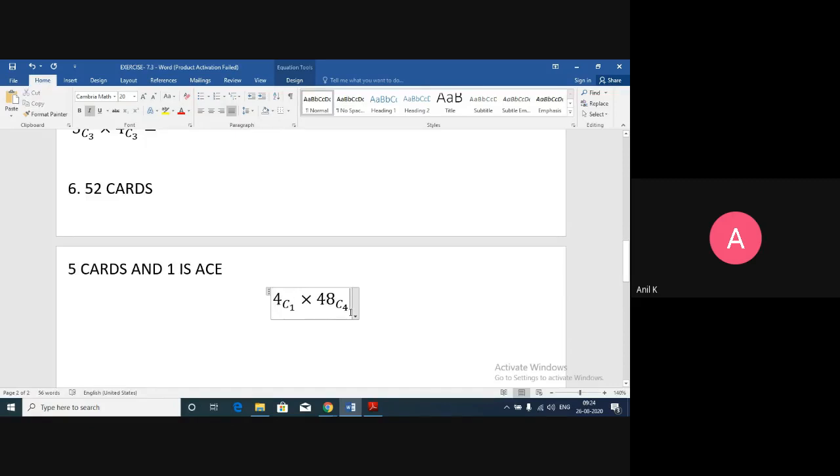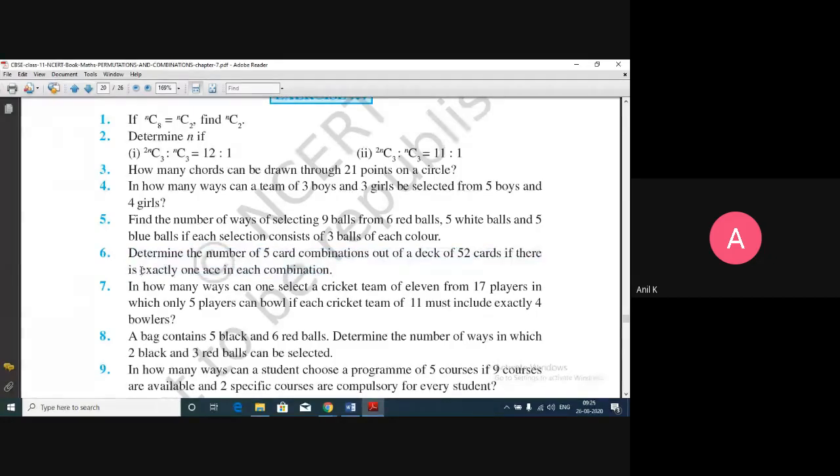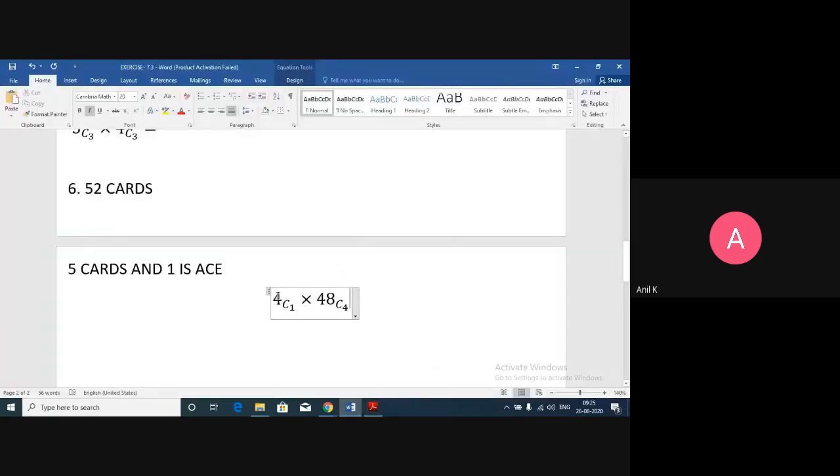Now here initially I wrote 51C4. There is a reason I wrote it, because I did not read this condition exactly. If they want exactly one ace card, that means after selecting one ace card, in the remaining 4 cards which you are going to select there should not be any ace card. So the other 3 ace cards I have to keep aside. After selecting one ace card, the others I keep aside. From the remaining 48 cards, I have to select the remaining 4 cards. So this is 4C1 into 48C4.